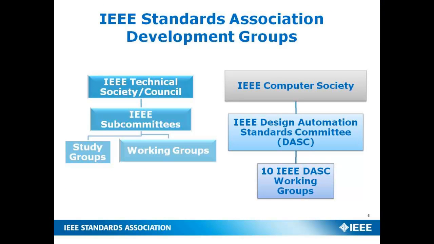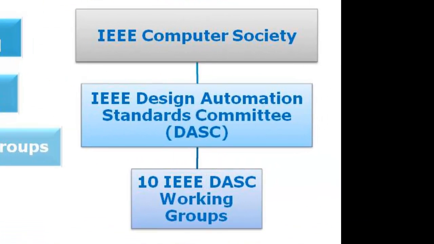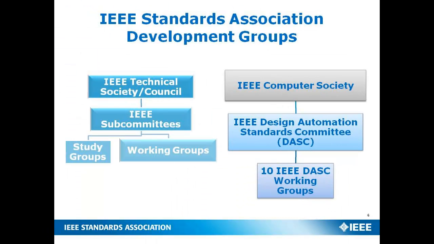This type of organization at work is seen in the design automation structure within IEEE. Working groups draft the projects that fall under the IEEE Design Automation Standards Committee. The IEEE Computer Society provides the overall technical umbrella for this electronic design automation technology.